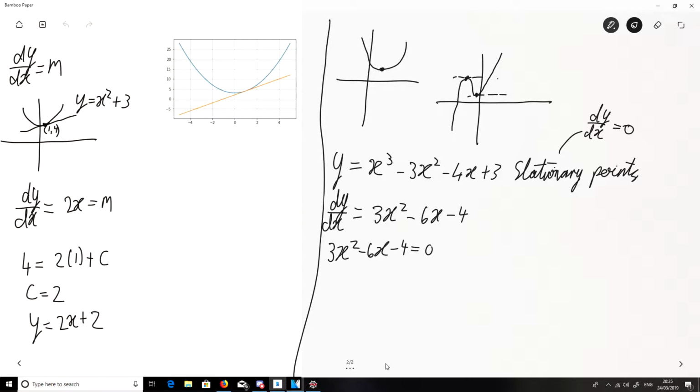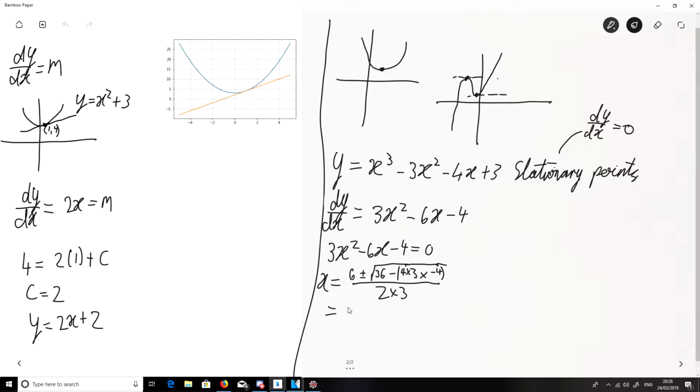Because we're trying to find the coordinates, we need to solve this quadratic equation to get values of x and y of the turning points. So to solve this equation, I'm just going to substitute it into the quadratic formula. So x equals 6 plus or minus the square root of 36 minus 4 times 3 times minus 4, all over 2 times 3.